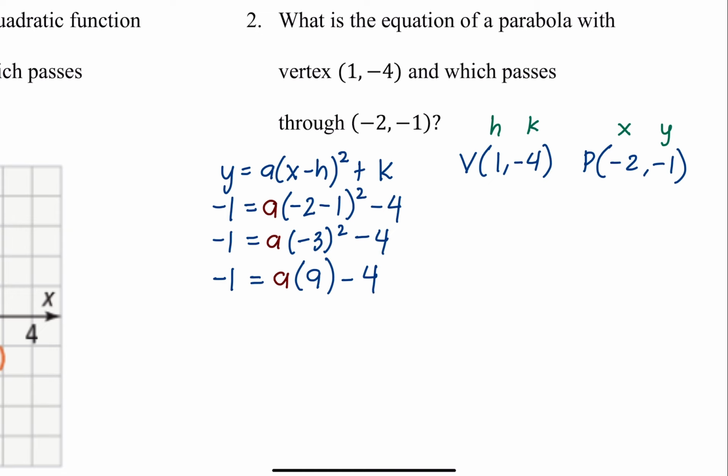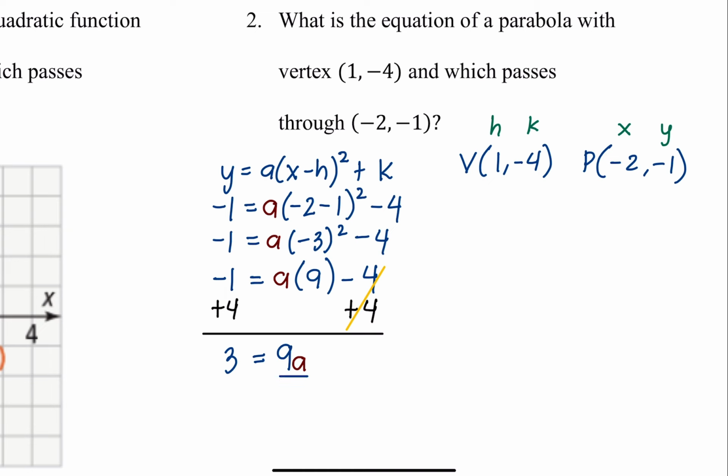So class, we have to eliminate -4. So how are we going to eliminate -4? Okay, very good. By adding 4 to both sides of the equation. So -4 plus 4 will be cancelled. Bring down the 9. Or I can just write, class, 9a is equal to -1 plus 4, which is +3. Very good.